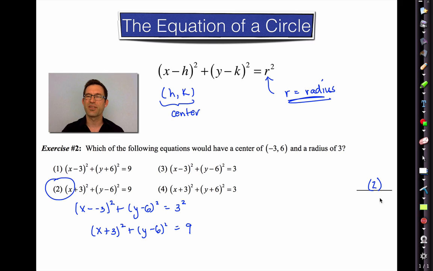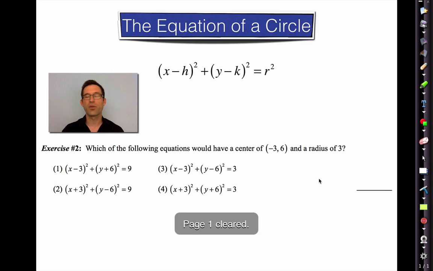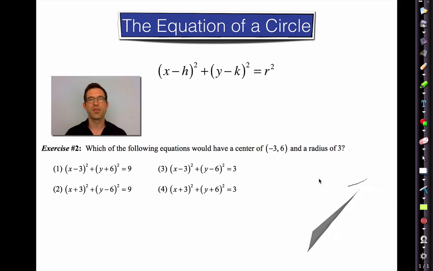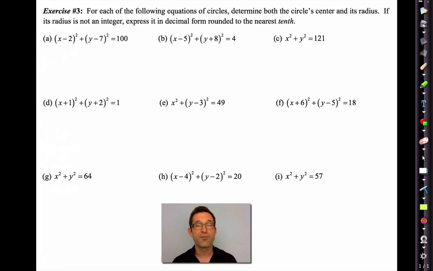All right, let's clear out the text. Students generally like equations of circles because they're very easy. In fact, in this problem, exercise number 3, I've got 9 of them, and we're going to go through these amazingly fast. It says, for each of the following equations of circles, determine both the circle's center and its radius. If its radius is not an integer, express it in decimal form rounded to the nearest tenth.